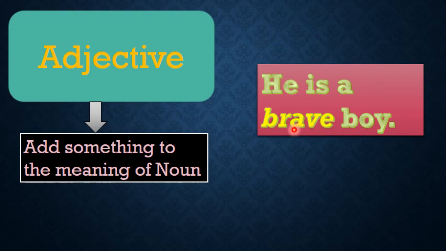Articles are also adjectives. Here, a is an adjective. It is giving us an answer to a question like, what type of boy is he? He is a brave boy.